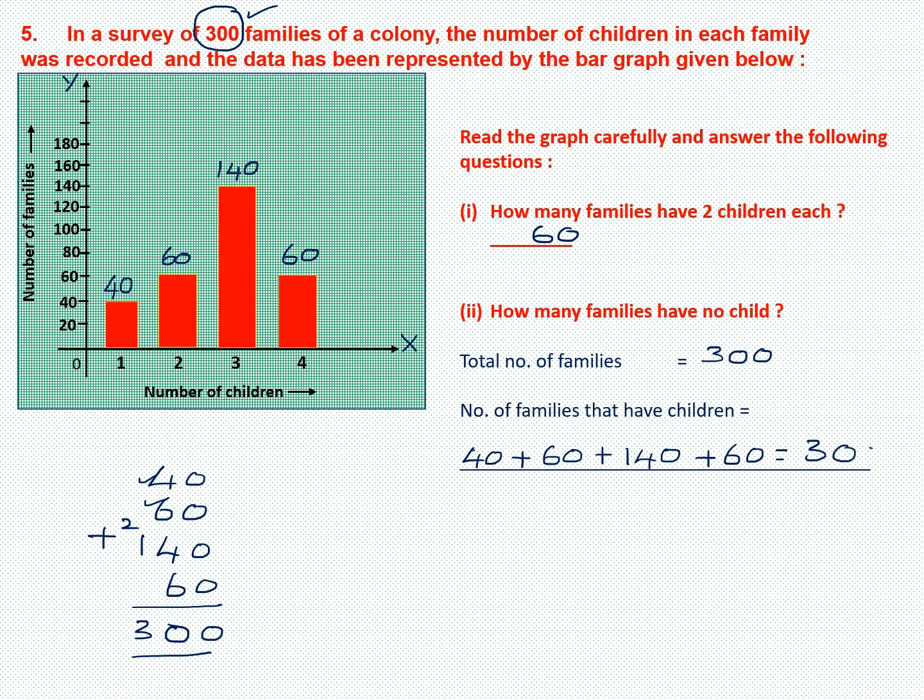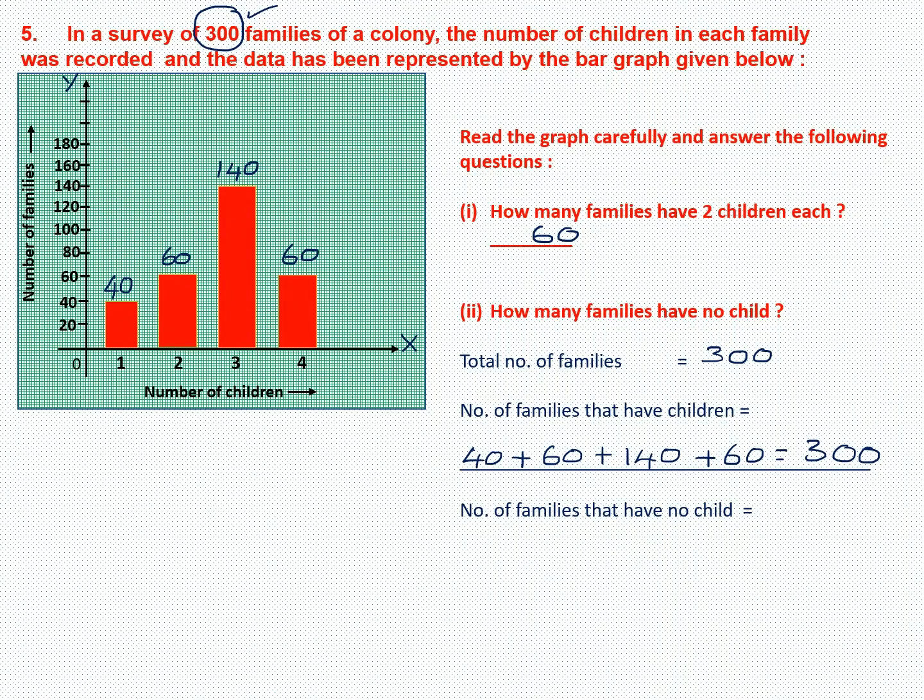So there are 300 families that have children and the total number of families is also 300. So number of families that have no child will be 300, that is the total number of families, minus the number of families that have children, so it is 0. That means all families have at least one child. So number of families that have no children, 0 or none of the families.